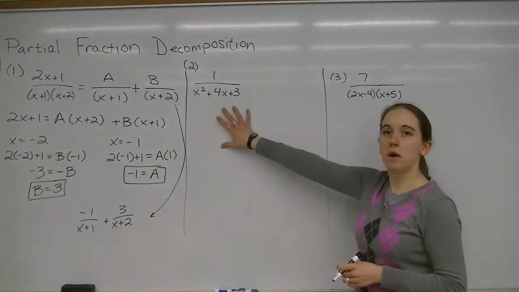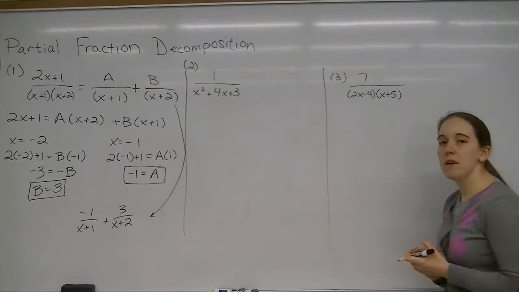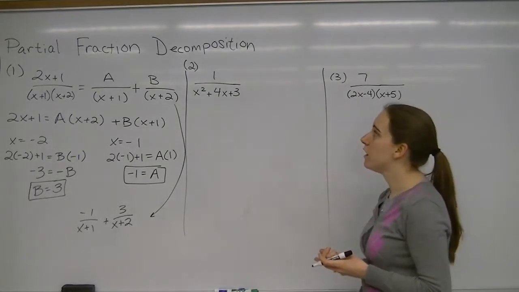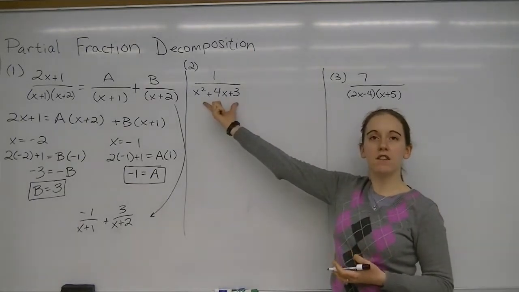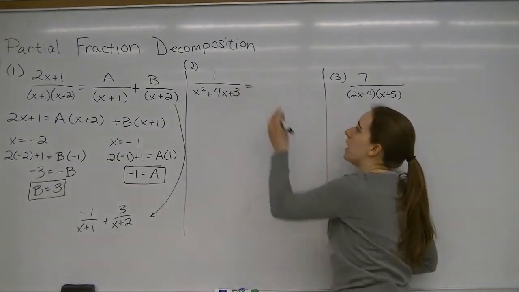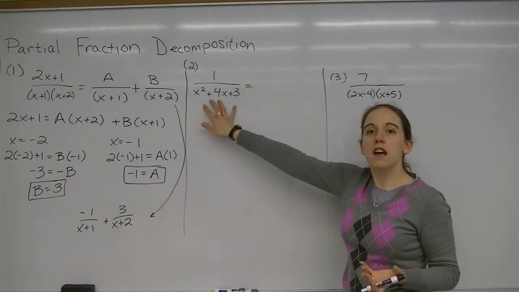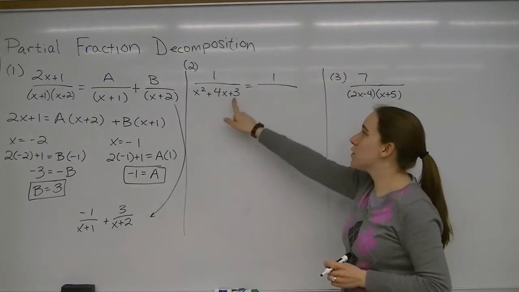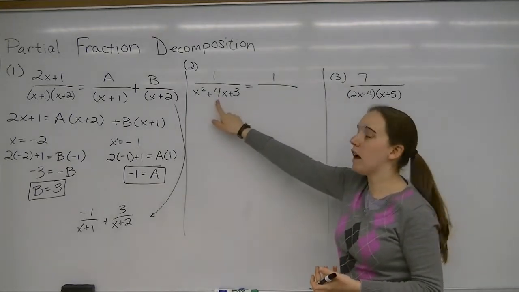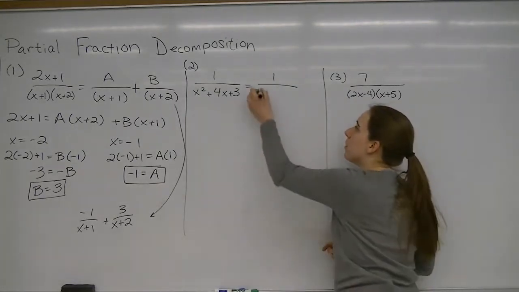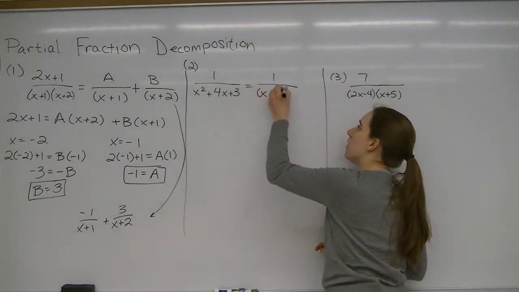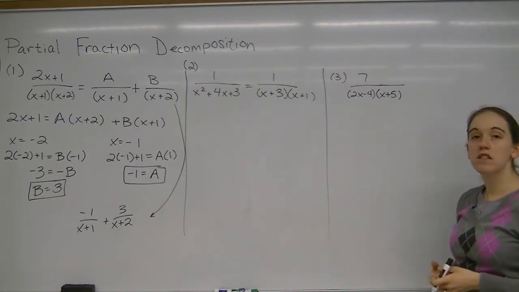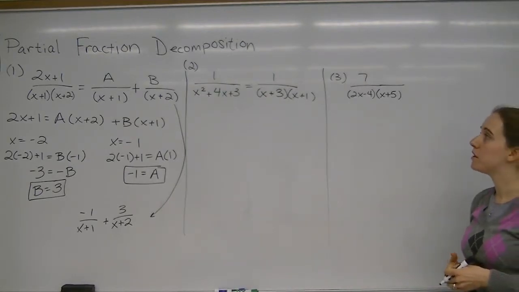Let's look at the second one now. This one doesn't look like, at least not immediately, we can use partial fraction decomposition. I don't see separate factors in the bottom. But if we look more closely at this, this is actually a quadratic that we can factor. We want to think of two numbers that multiply to be 3 and add to be 4. Well, that should be x plus 3 and x plus 1. Now this looks like something we can use partial fraction decomposition with.